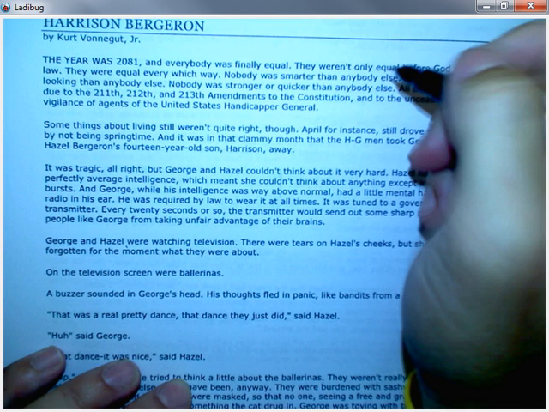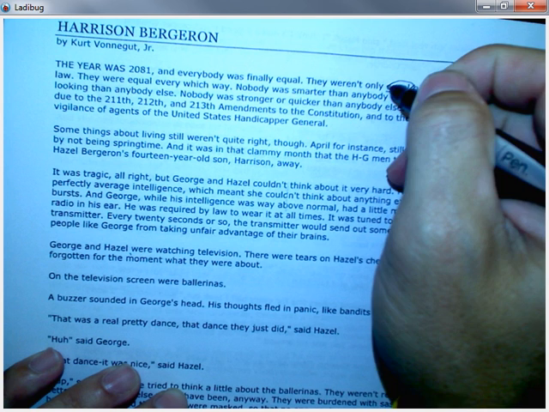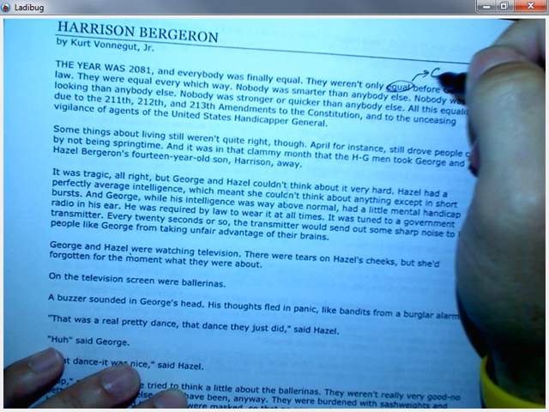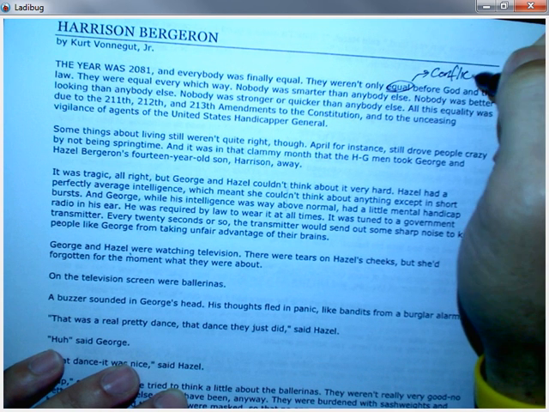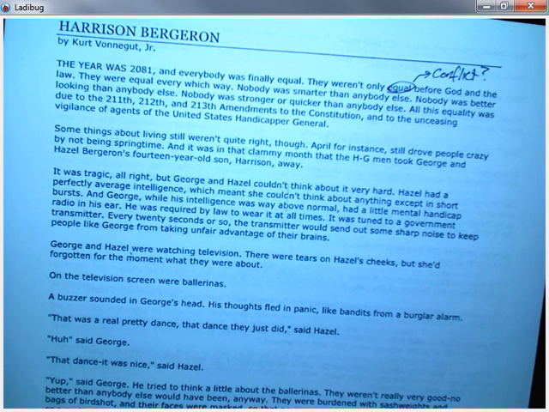So I'm going to circle this word equal, and I'm going to put this word conflict with a question mark. Now, normally we don't think equality is a conflict, but for me, as I read this, I say, okay, they weren't only equal before God, they were equal in every way. This tells me, especially with my knowledge of Kurt Vonnegut, something's going to happen as a result of this. So let's go ahead and continue.